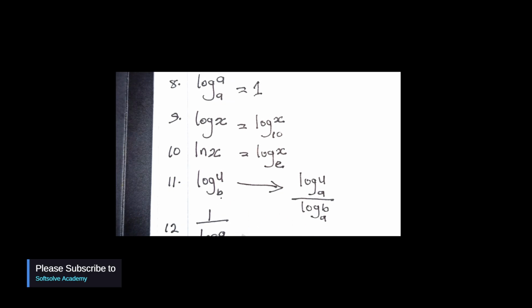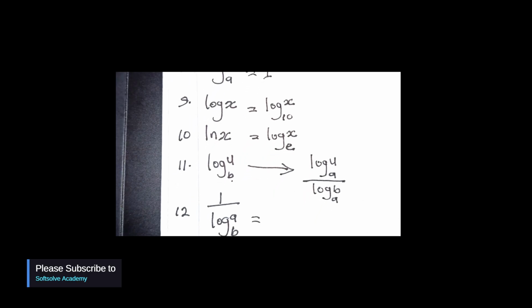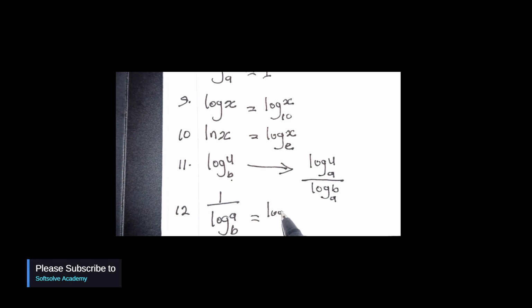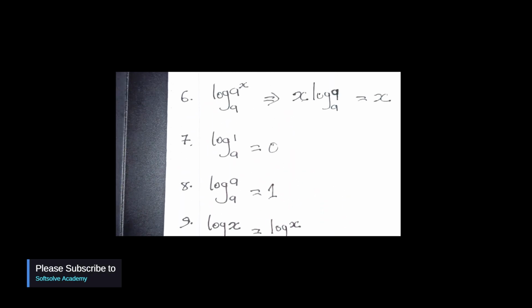Then the last one is when you have 1 over log a base b, this reciprocal can go away, and then these two values here, a and b, will revert to be log b base a. The 1 over has gone out, and then this b and a reverts. So these are the laws of logarithm that you need to know.